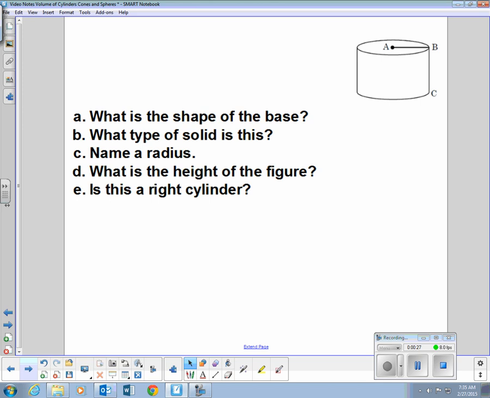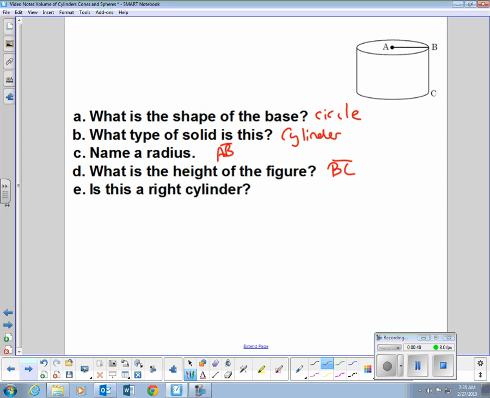We're going to deal with just the parts of a solid, in this case a cylinder. So when it asks what type of solid this is, we know this is a cylinder. We know that the shape of this base is a circle. And we know that the radius here is AB. We want to know what is the height of this figure. It is segment BC.